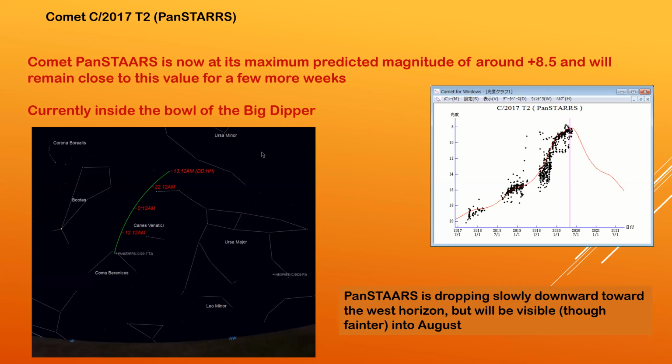You can see from my graph here, it's not showing in the Dipper because the Dipper's been rotating. This is the end of the time period at July the 31st here. But you can see that Pan-STARRS is gradually dropping southward down toward the horizon away from the Big Dipper over the next month and a half. So it's going to start fading away in another couple of weeks, but in the meantime, it's certainly a real easy comet to find.